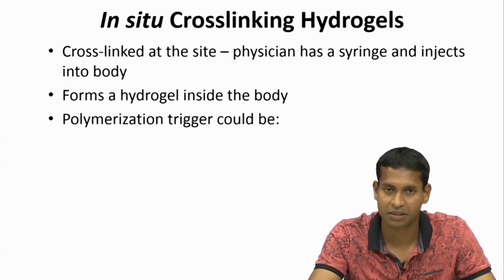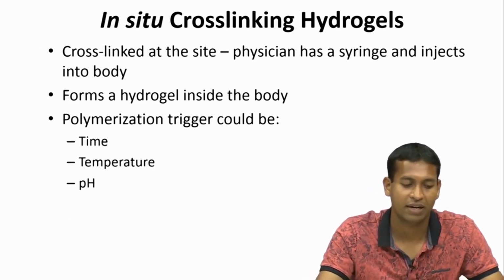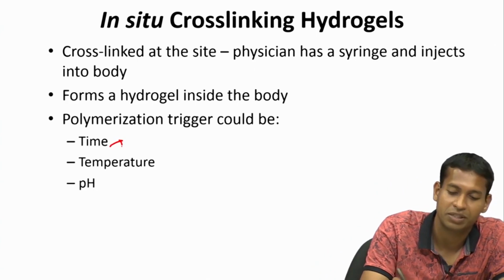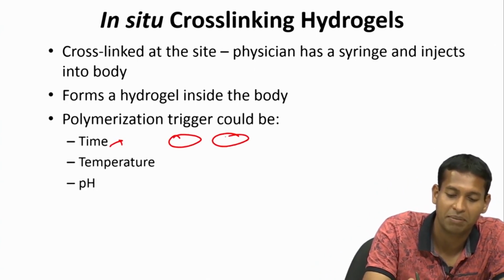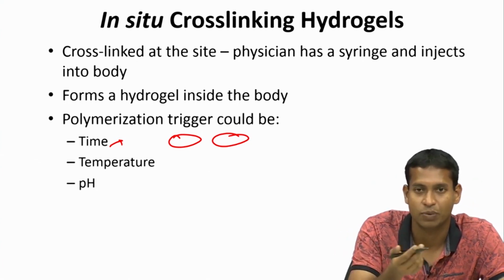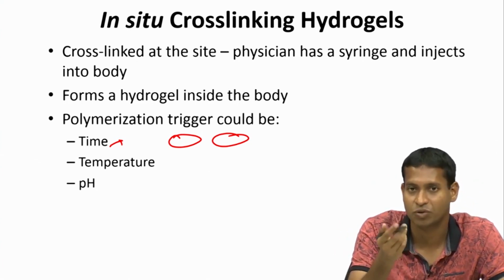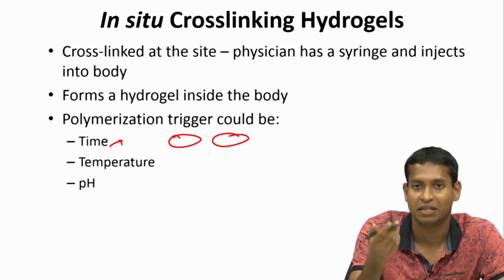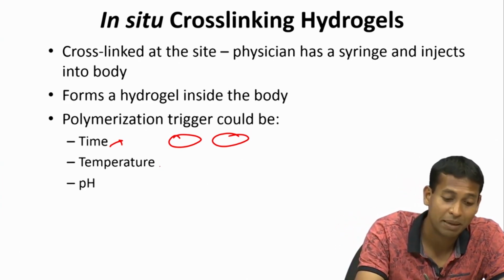and the polymerization trigger could be of several types. So, one trigger is time. So, all you have to do is just mix two components together, and it may be, as I said, a few seconds, 10 seconds, 20 seconds, or it could be minutes, 2 minutes, 3 minutes, and within that the polymerization will start. It could be temperature, right.